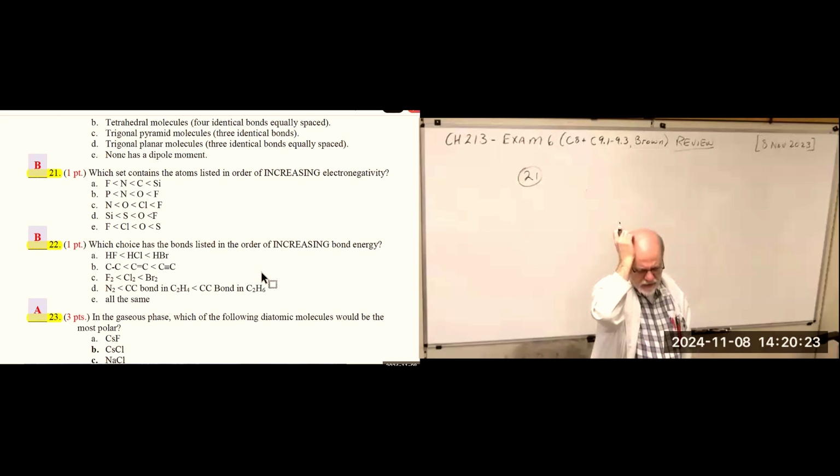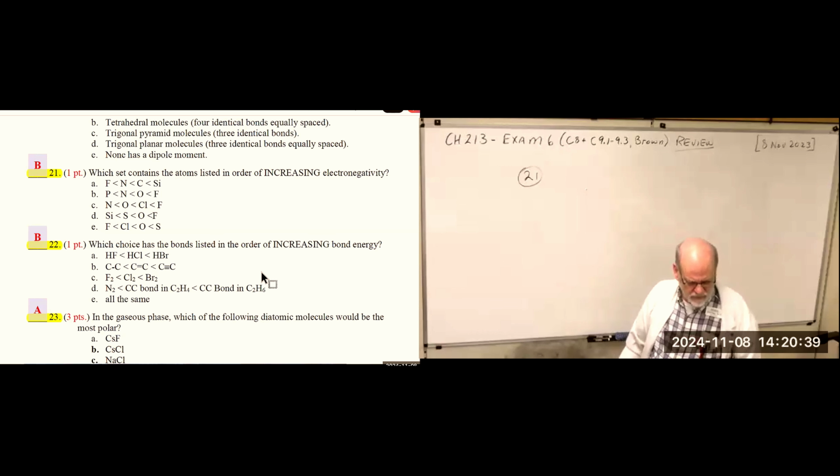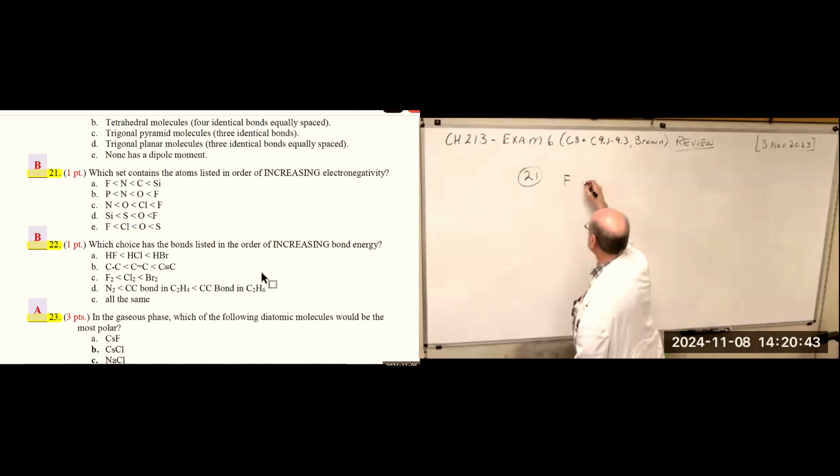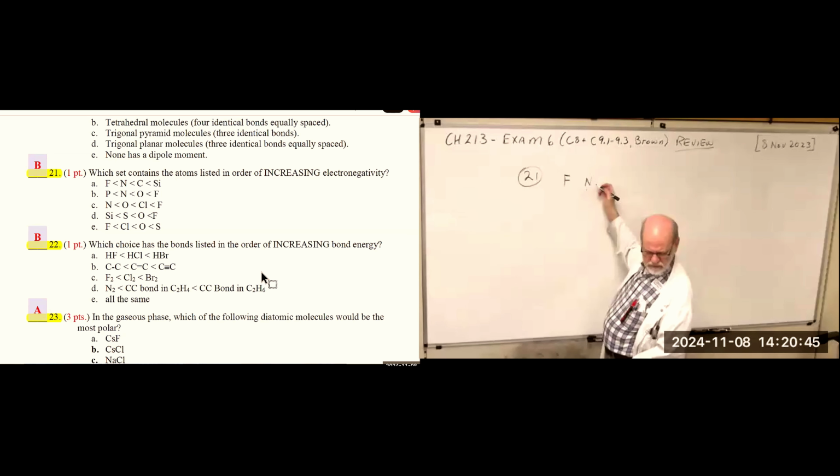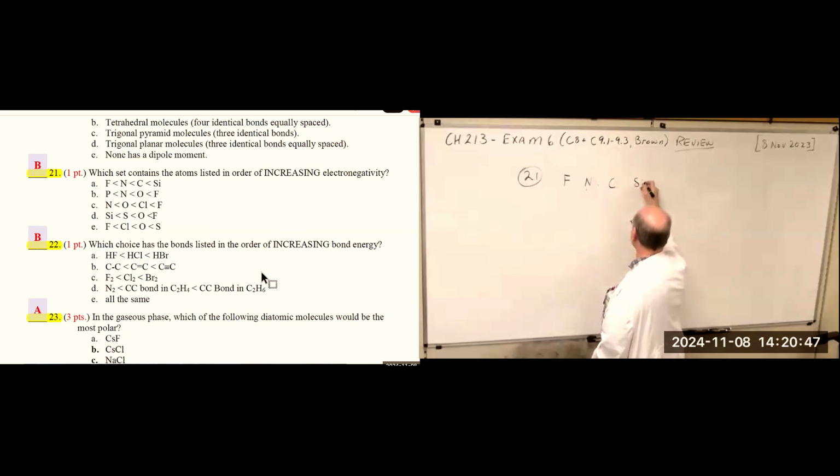Which set lists our increasing electronegativity? All right, we got some that are similar and some that are different. And they kind of mix it up, don't they? All right, here's what I'm going to do. Fluorine, nitrogen, carbon, silicon. Fluorine, nitrogen. Carbon, silicon.